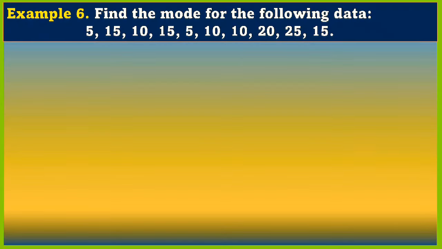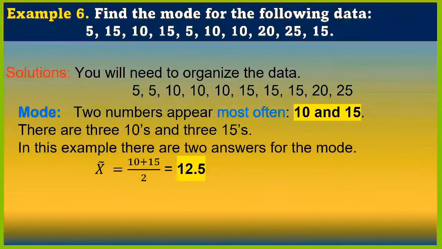Let's have another example. Find the mode for the following data. Upon arranging it, two numbers appear most often. Here in this set of data, we have 10 and 15. There are 3 10s and 3 15s. In this example, there are two answers for the mode. To get the median of these two modes, getting their average results in 12.5.